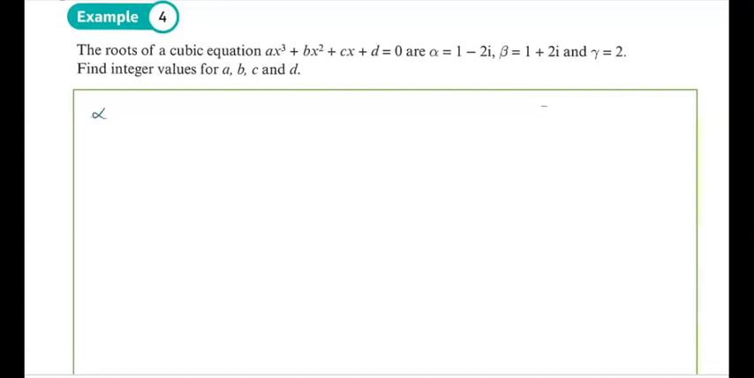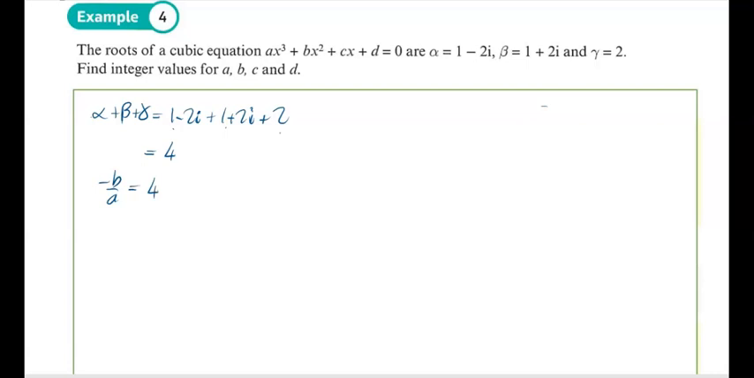First thing we're going to do is write down alpha plus beta plus gamma and write down what they are. So it's 1 minus 2i plus 1 plus 2i plus 2. If you add all the real bits, you've got 1, you've got 1, you've got 2. Adding those up, you get 4. Imaginary bits, you've got minus 2i and plus 2i, so minus 2i plus 2i is 0. So alpha plus beta plus gamma is just equal to 4. That tells you minus b over a is equal to 4. That's the first thing that we've got.